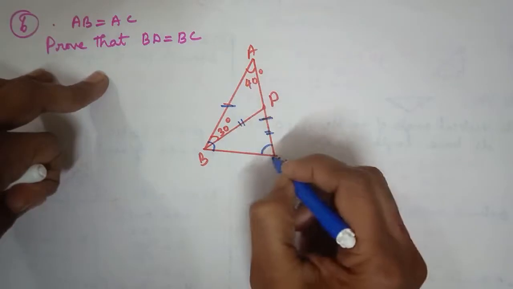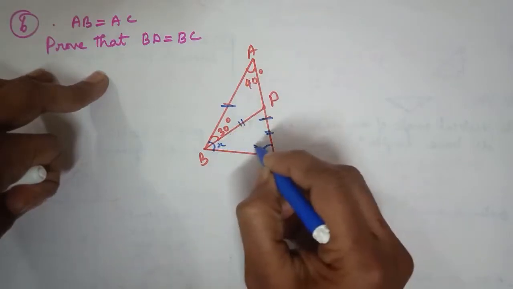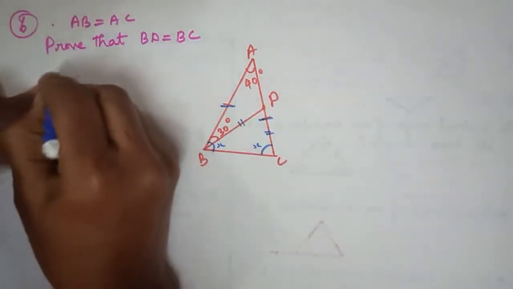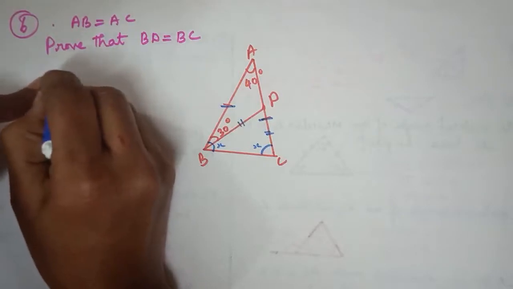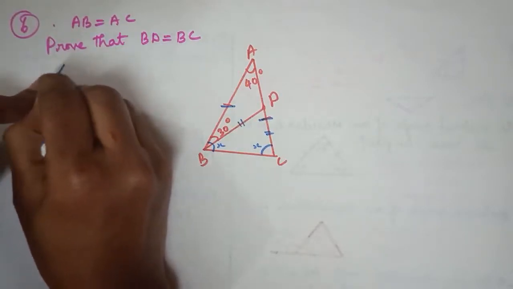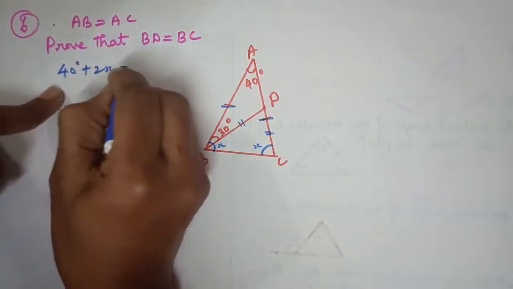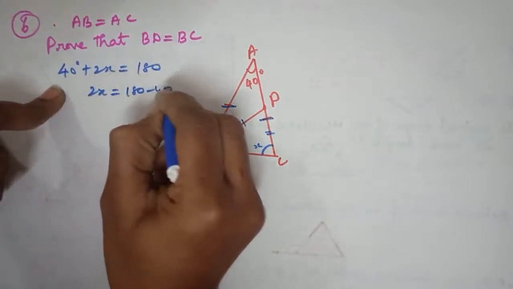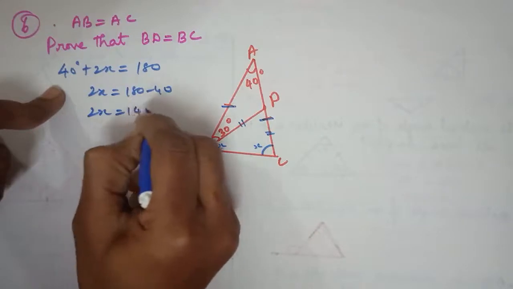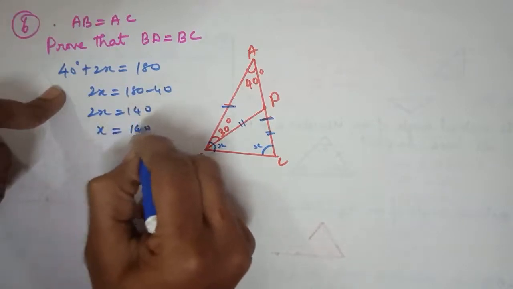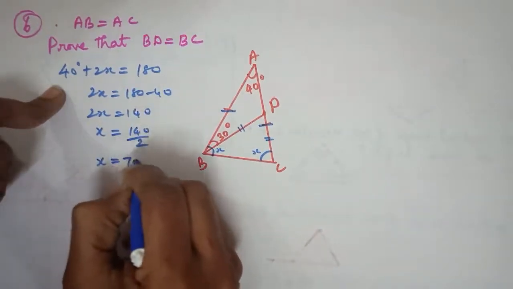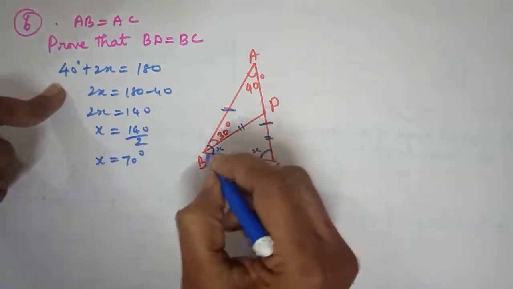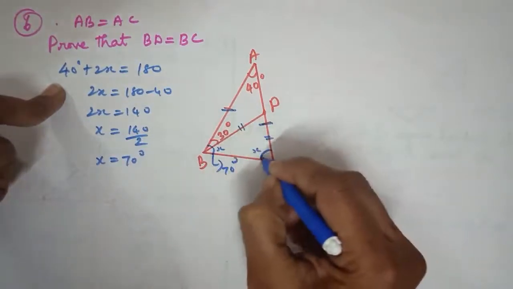Then these two angles are equal. So put x here. By the angle sum property, the sum of angles is equal to 180 degrees. So 40 degrees plus 2x is equal to 180. 2x is equal to 180 minus 40. 2x is equal to 140. x is equal to 140 by 2. Therefore x is equal to 70 degrees. So this is 70 degrees. This is also 70 degrees.